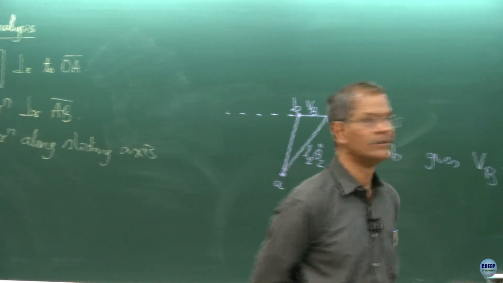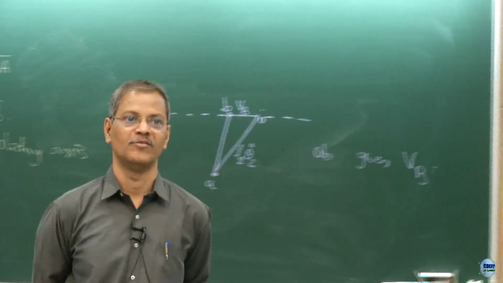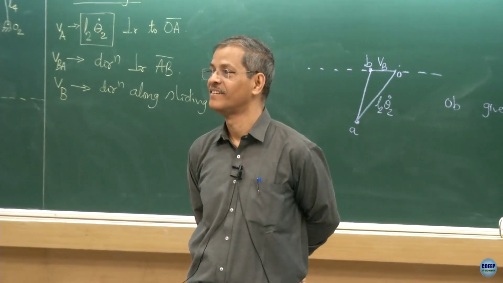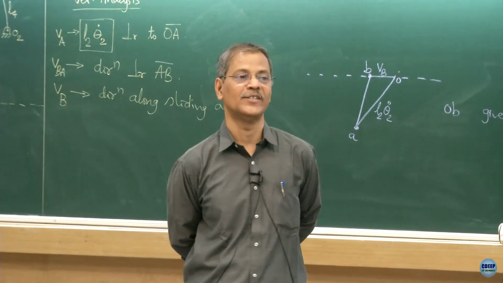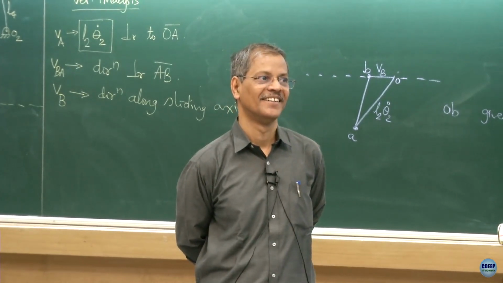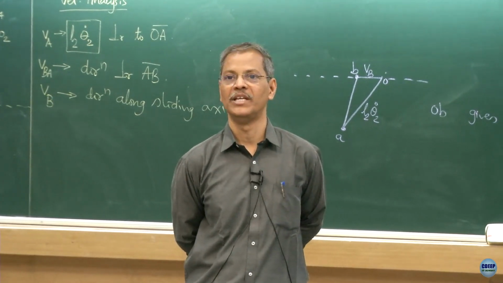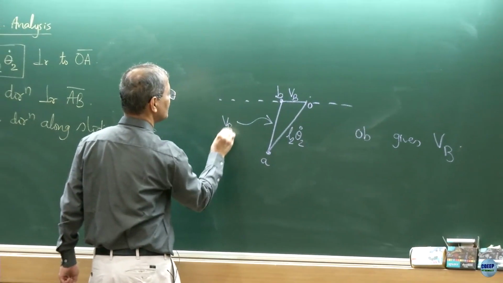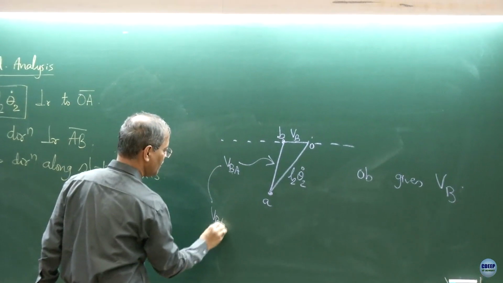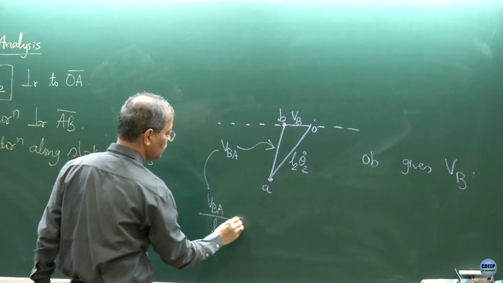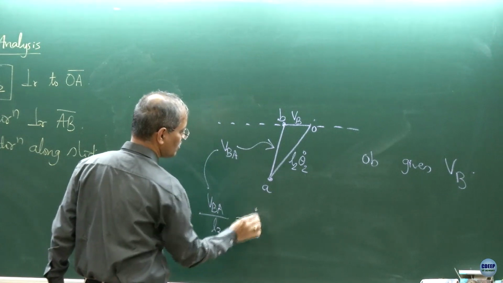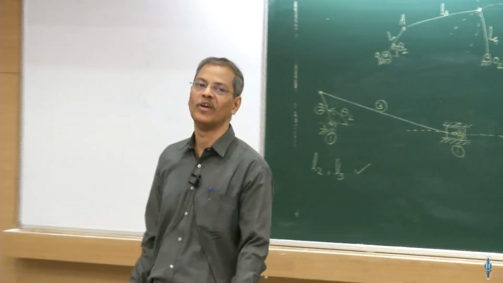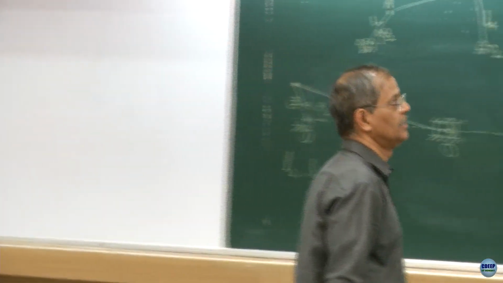How will I find, sorry, last question, then we will wind up. How will I find theta 3 dot, omega 3? From this, then we can say velocity analysis is complete. So this is VBA, VBA divided by L3 gives me omega 3, right?